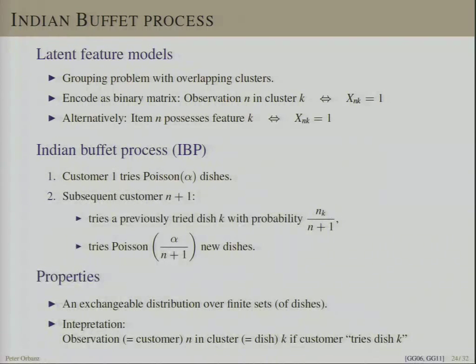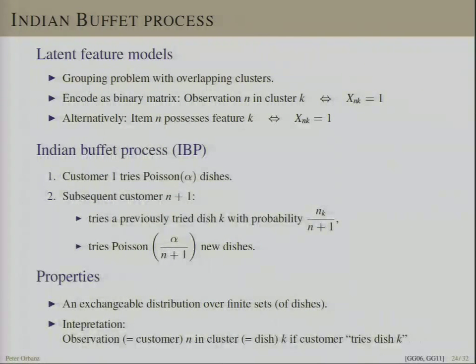Okay, and now the generative model for this process, so corresponding to this two-part formula we saw before for the Dirichlet process, for this model it looks like this. The first data point is assigned to Poisson alpha clusters, Poisson alpha features. A Poisson distribution is a distribution on non-negative integers. So we draw a number from this, say 3. And so the first data point exhibits 3 features. 3 features are on, and that means it gets 3 1 entries in its row in this matrix.